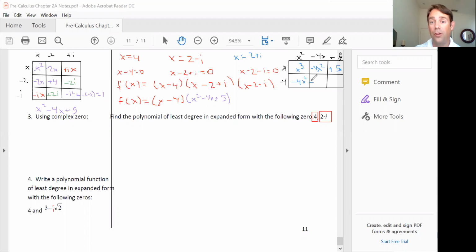Oh, positive 16x and a minus 20. So when I combine those like terms, I would have my polynomial. Here we go. F of x equals x cubed minus 8x squared. Oh, what's that going to be? 5 and 16, that's a positive 21x. And a minus 20.